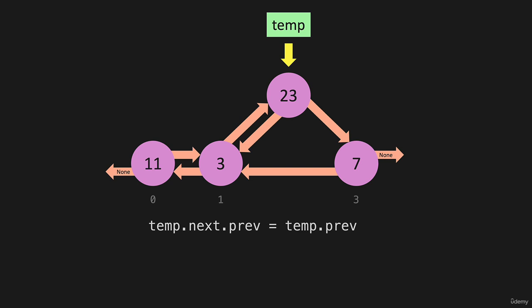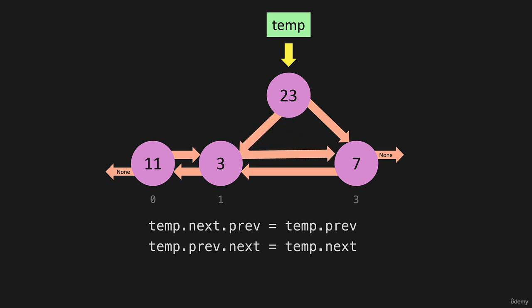And then we do that on the other side. We say temp.previous.next equals temp.next. And that looks like this. Temp.previous.next equals temp.next. And that points this down here. And as I mentioned before, I think doing it this way is harder to read. I would do it the other way, but I wanted to show you another way of doing this.